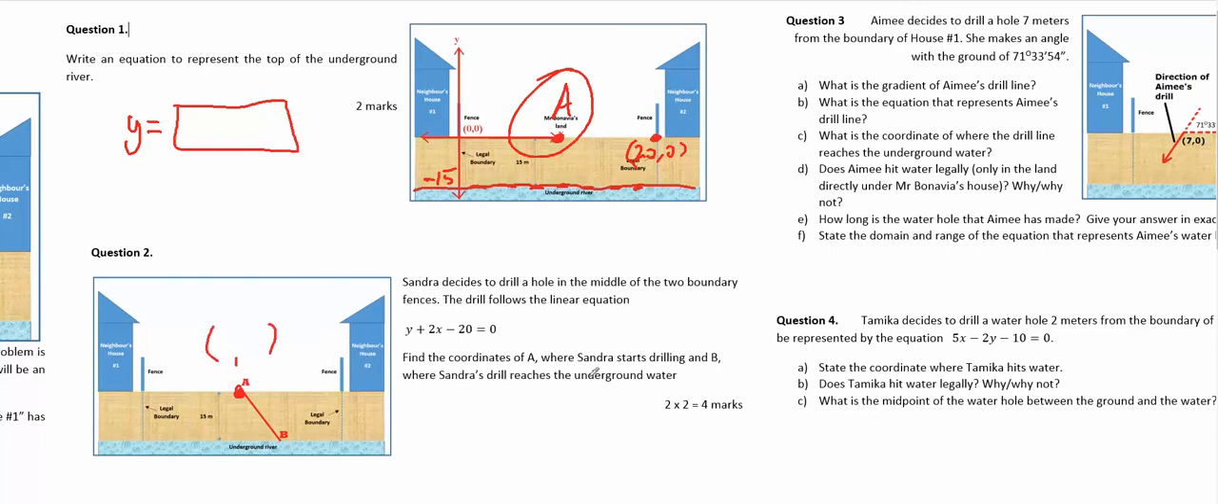So that's all that is. And B, so B is the point here. Now, because B is where it touches the underground water, I don't know the x coordinate of B, but I do know the y coordinate is negative 15 and it drills along this line. So if you make y equal negative 15 and solve for x, that should give you your x coordinate.